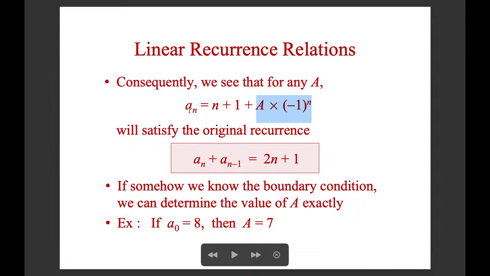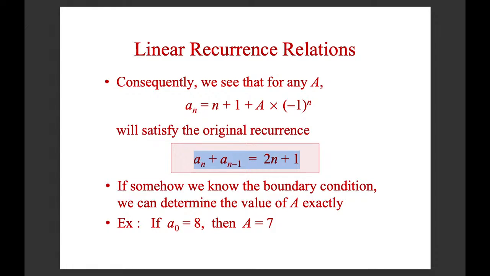So we call this the general solution. We have a particular solution, and this other part is called the zero. In math, we call this the homogeneous solution. By combining the particular solution with the homogeneous solution, we get the general solution for this recurrence.